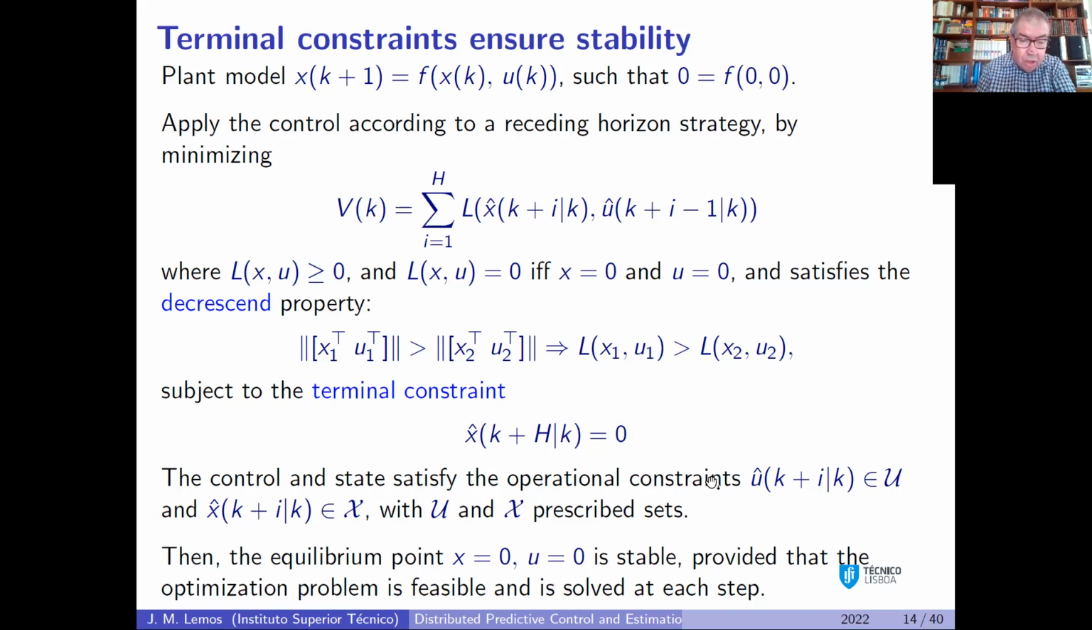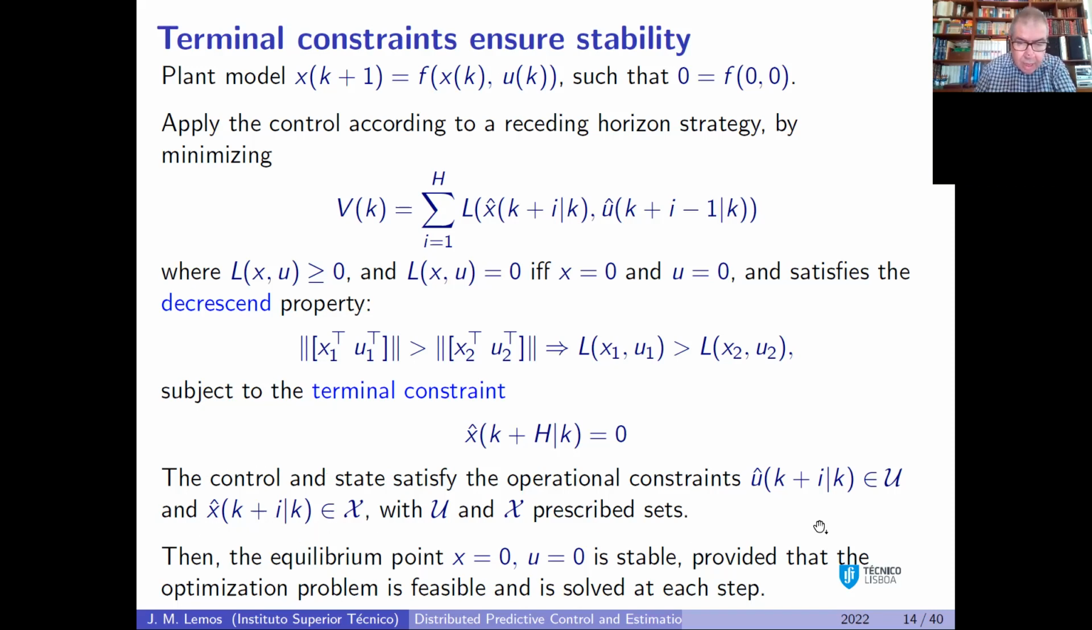I can also have so-called operational constraints in addition to this one. This one comes out from a so-called stability constraint, because I will use it to prove stability. But then I can say, well, my valve cannot be closed more than 10% and may not open more than, say, 70%. That's a constraint on u. Or my temperature that enters the state cannot be higher than 250 degrees. That's, again, a constraint on x.